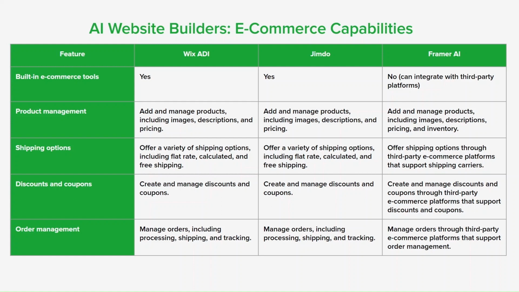Ultimately, again, the best platform will depend on your individual needs, your preferences, and also your budget, because as mentioned before, some of the plans don't include e-commerce. So if you are looking for an easy to use e-commerce website, then Wix and Jimdo would be good. With Framer AI, it doesn't have the option of being built in, so it can make things a little bit more of a hassle.